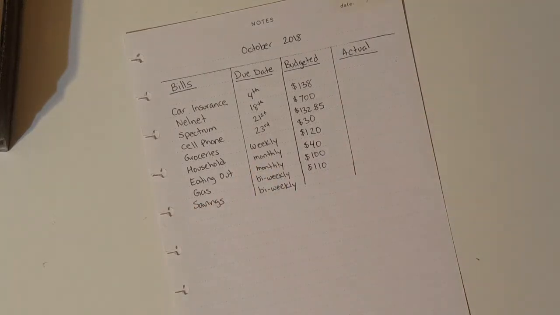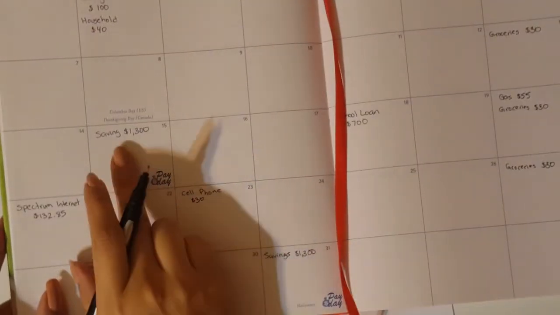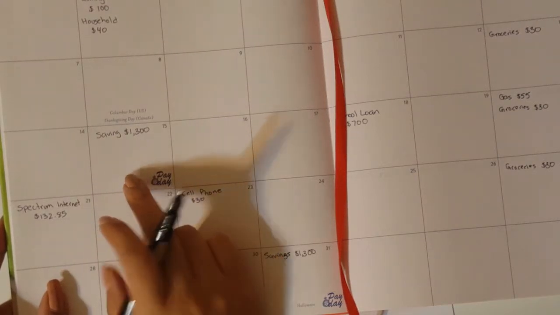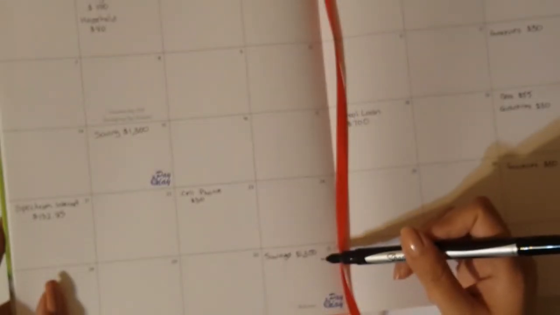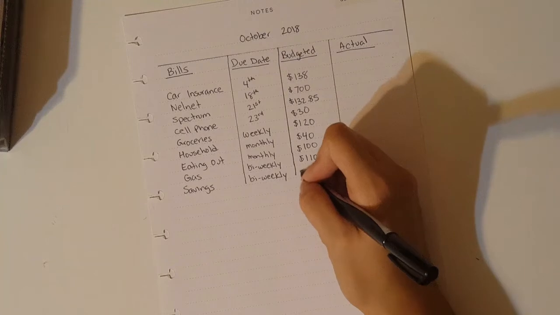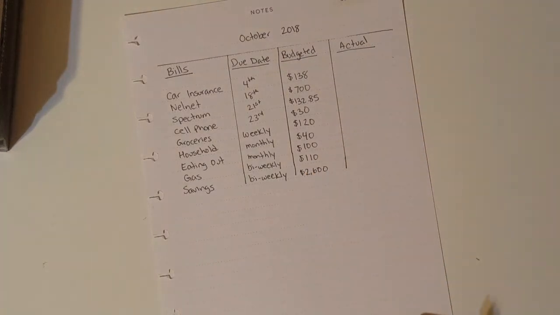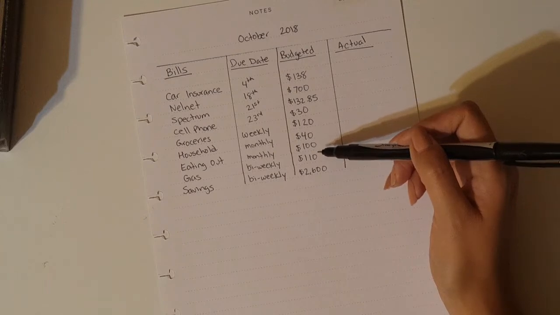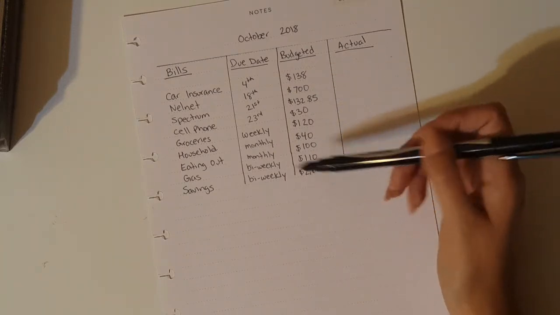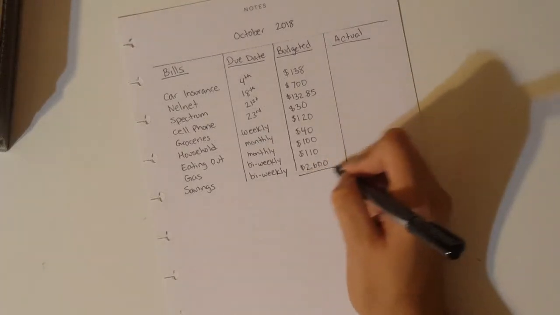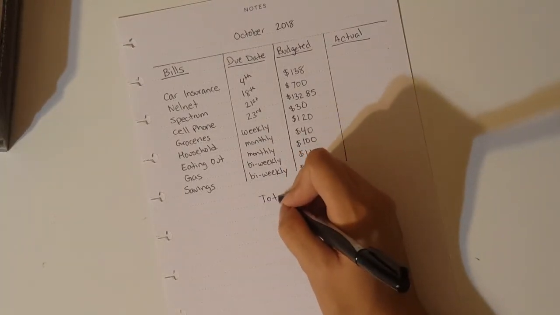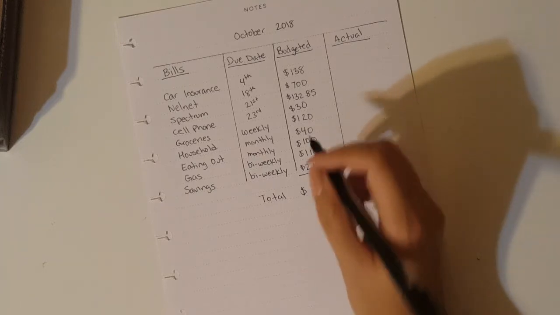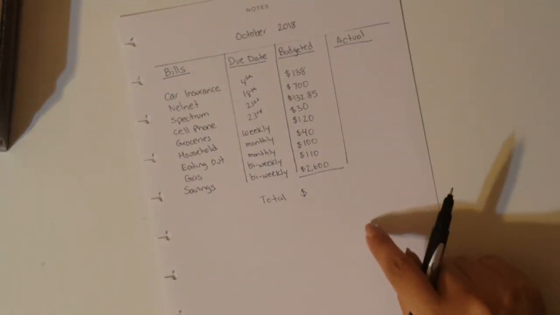And then for savings, as you can see here, it's $1,300 for the first paycheck and then $1,300 for the second paycheck. So that's going to be a total of $2,600. Okay, so I'm going to go ahead. Let's see. Am I going to put any miscellaneous? No, I'm just going to go ahead and add these up. If anything, I can always add them up later. So I'm going to get the total for this. And I actually forgot to get a calculator. So just give me a second while I get my calculator.